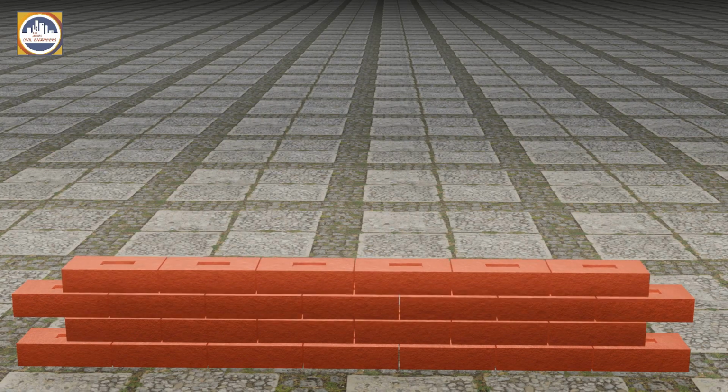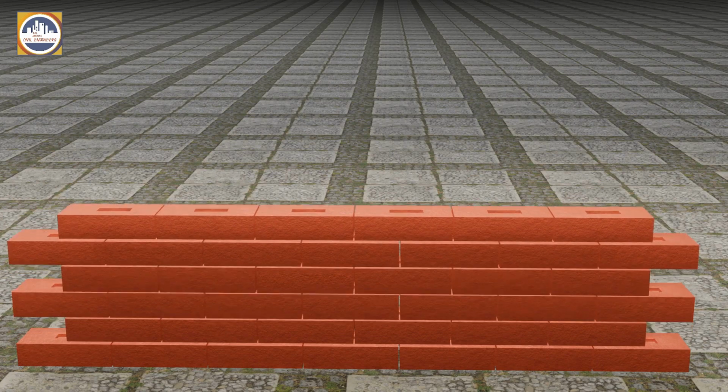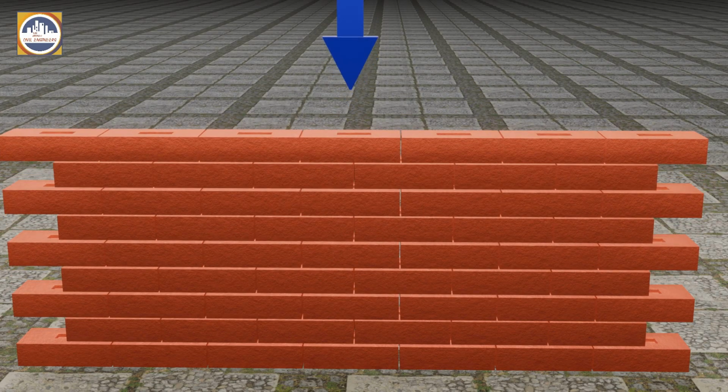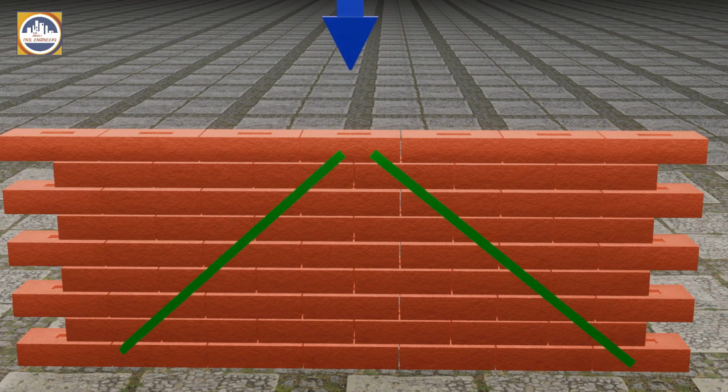But here in the second case, the bricks are staggeredly arranged in courses as you are seeing in this video, and the joints are not continuous in the vertical direction. So whenever load comes, the load distribution will be a triangular profile as shown in the video.